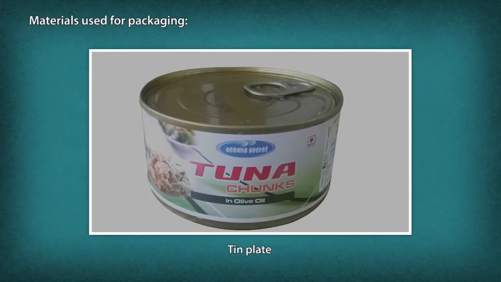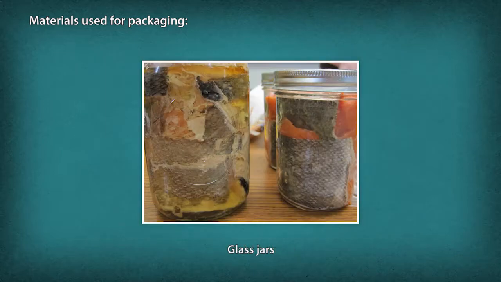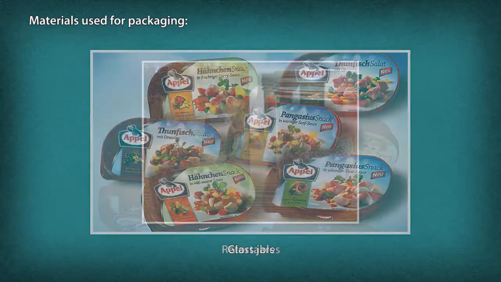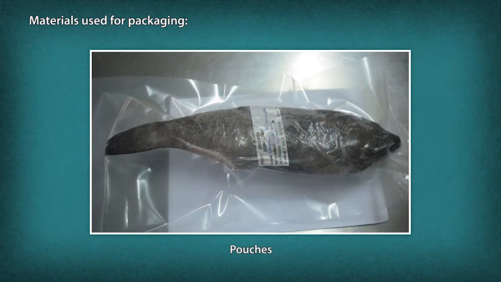The most common packaging materials used to manufacture containers for processed fish and seafood are tin plate, aluminium alloys, glass jars, retortables, pouches.